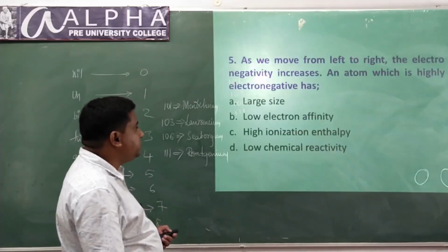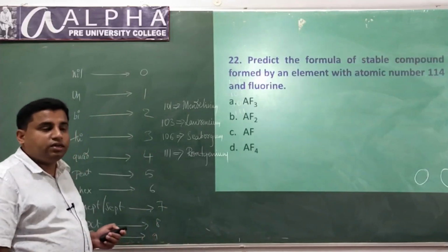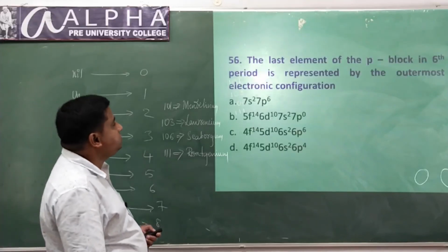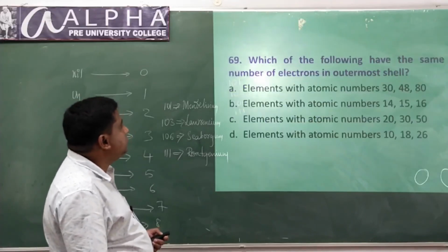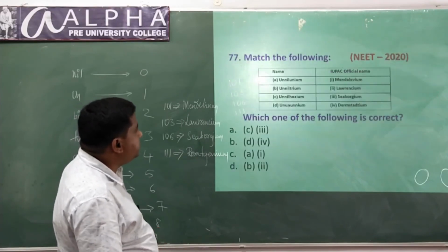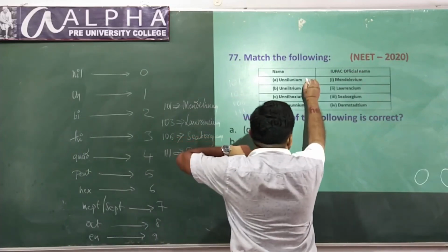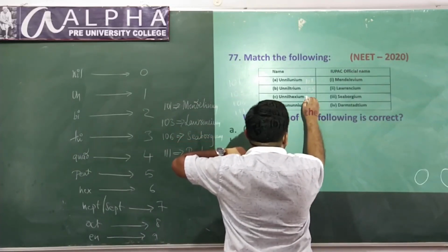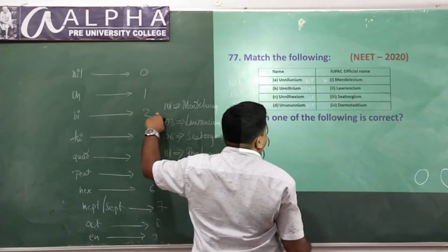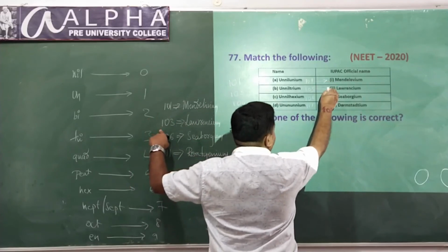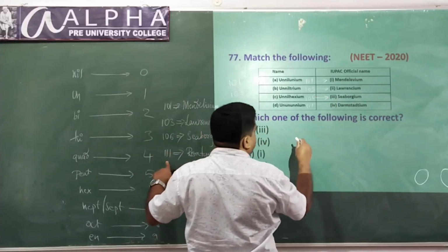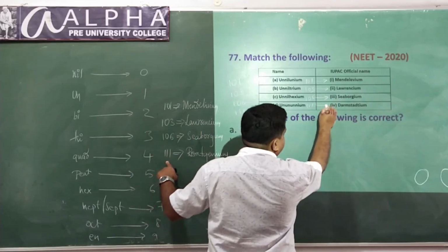The last question, a very recent question, NEET 2020. Where is the last question? So we have this. Unylium means 101, 103, 106, 111. I told you 101 is Mendelevium, 103 is Laurentium, same 106 Seaborgium, and 111 is Roentgenium.